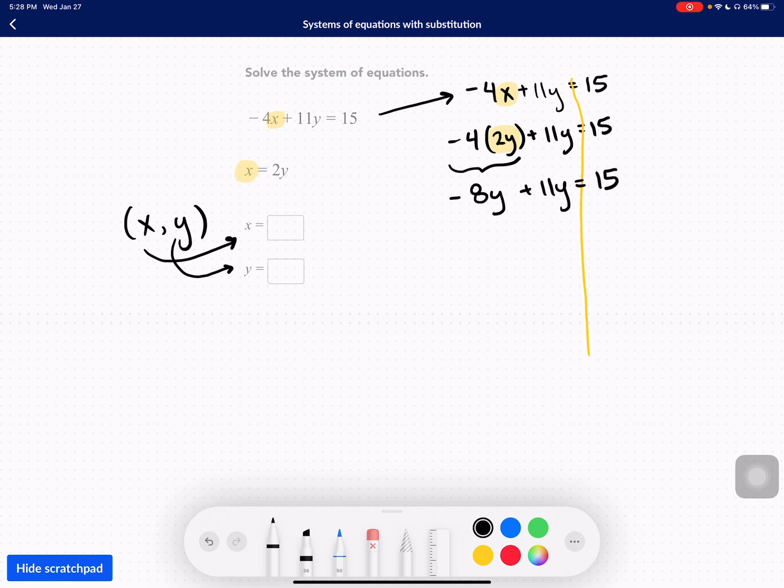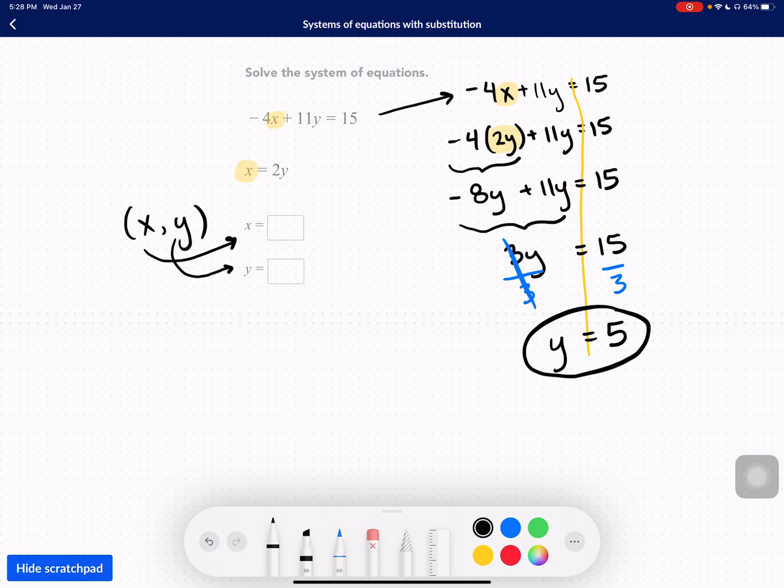Now remember to pause throughout the video and jot these notes down if I'm going too fast for you. Negative 8y plus 11y is positive 3y, still equal to 15. And then if we divide both sides by 3 to get that y by itself, 3 divided by 3 is 1. So we have 1y equals 5. So this is half of our coordinate. Now we know that y equals 5.